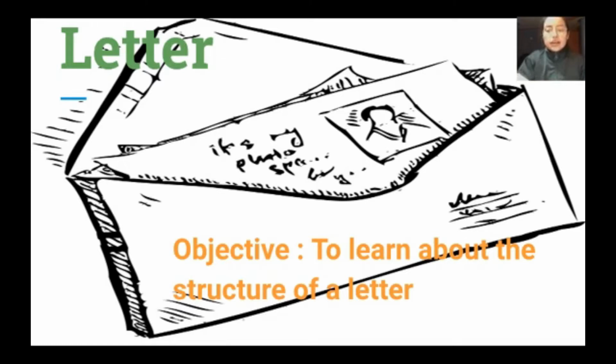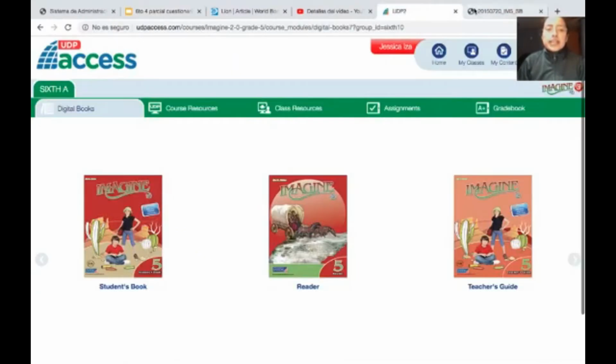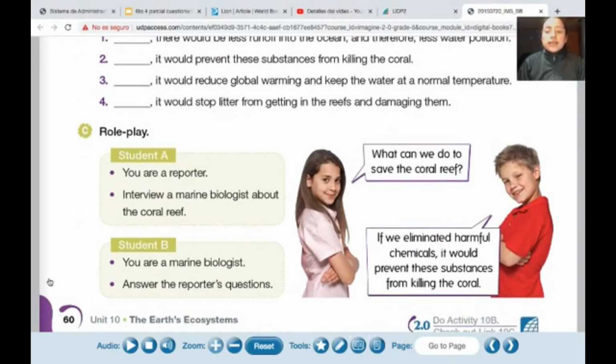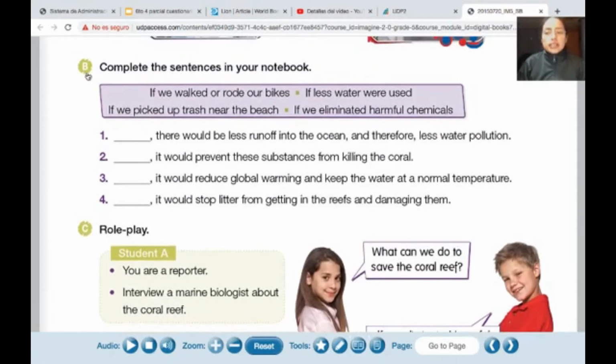Okay, let's start. Please, for this class, open your color book on page number 60. Let's start with activity B. In this class we are going to talk about how you can help the environment.